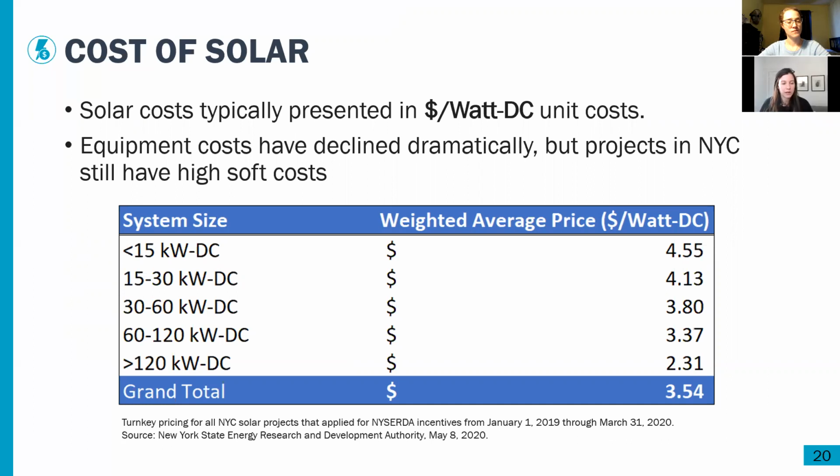And this chart just shows that system equipment costs have declined dramatically. I think that was the chart Annika showed in the beginning. But in New York City, like with many things in construction, there's still a lot of high soft costs. And so this chart is showing that as you increase the size of your system, your dollar per watt cost is going to go down because it's spreading out those soft costs over a larger system size. These are average prices that we got from NYSERDA's information about installations in New York City for the last couple of years.